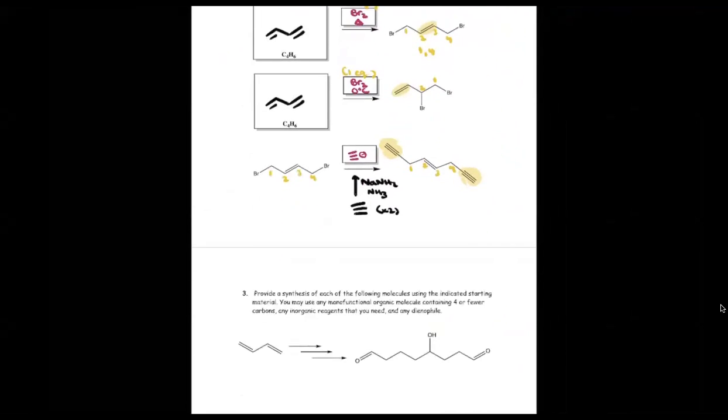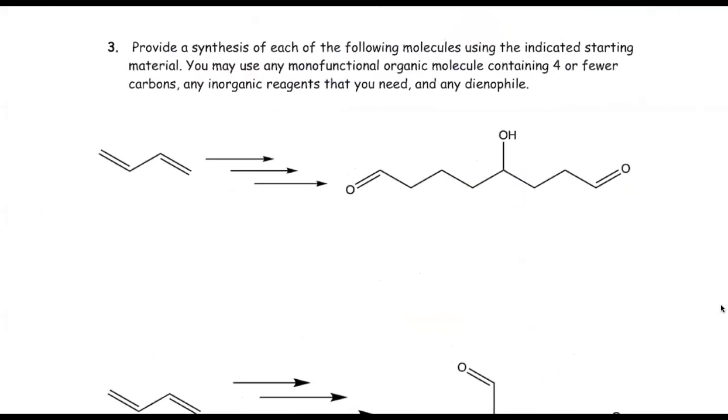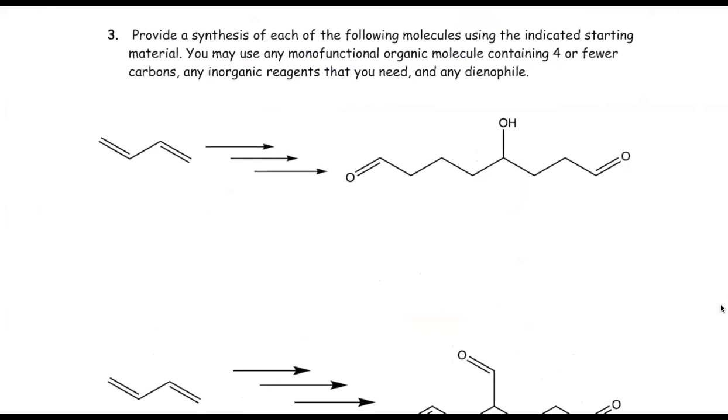All right. Synthesis and then some NMR. All right, so it says to provide a synthesis for each of the following molecules using the indicated starting material. Okay, so one thing to note, we start off with 4 carbons and we end up with 8 carbons. All right, so at some point we have to add 4 carbons in here.